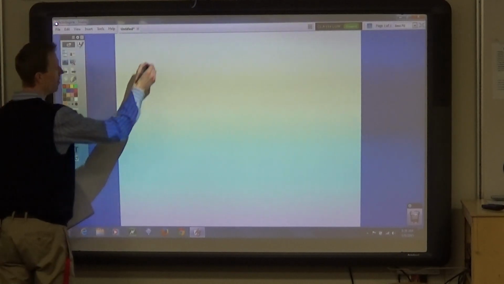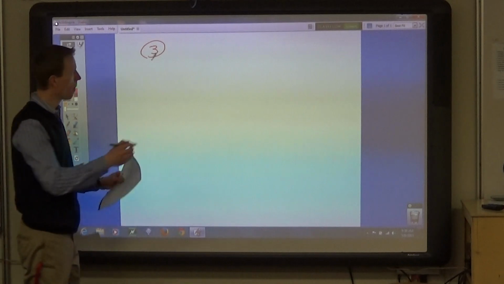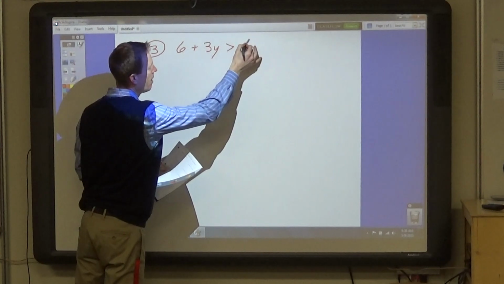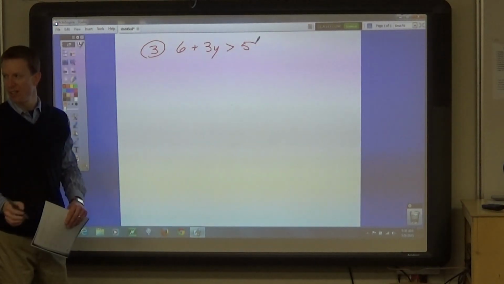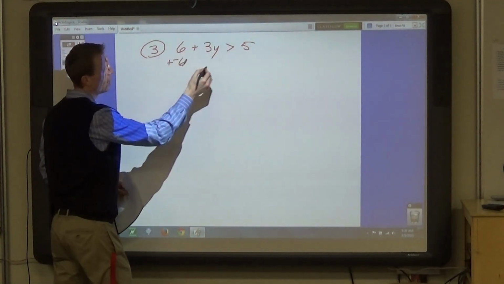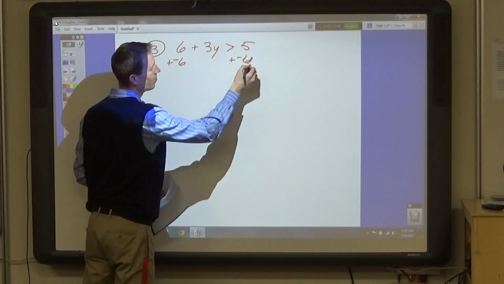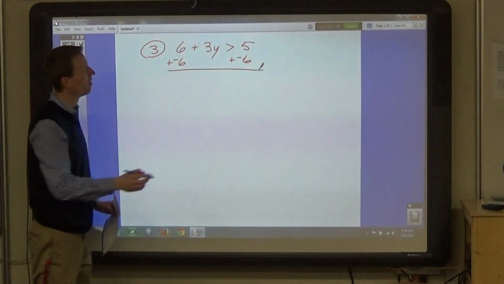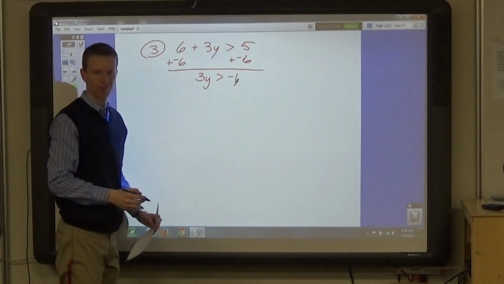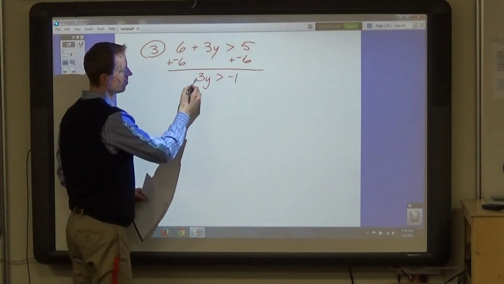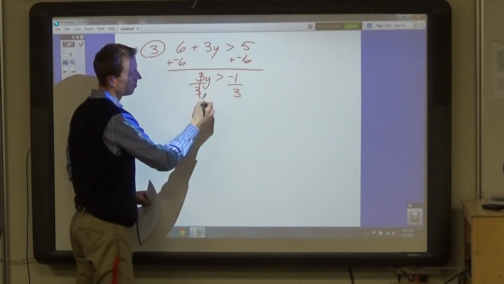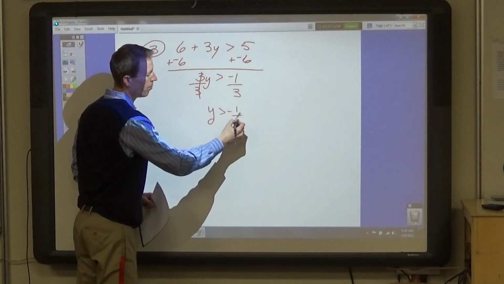Number 3. John. 6 plus 3y is greater than 5. What would we do first? You would subtract 6. Add -6. Yep. And then you would take the 3y is greater than -1. And then you would divide by the reciprocal. Yep. And then there would be y is greater than -1/3. We didn't switch the sign.